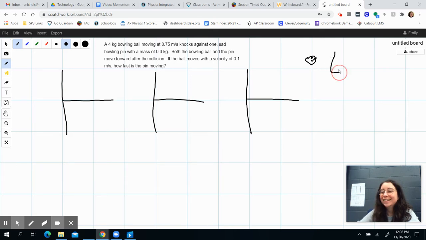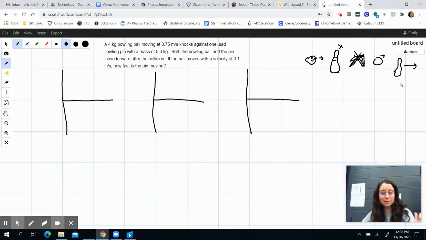Okay, and here's our pin. It's a little sad. And then this one's moving towards it. This one is not moving at all. And then, kabam, they crash. And then the bowling ball continues to move forward, but now the funny looking pin moves forward too. We would expect it to move faster because it has less mass.